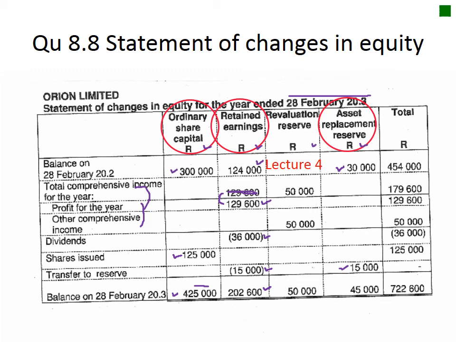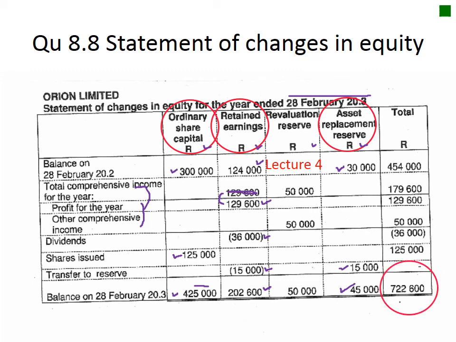In your statement of changes in equity, all of these amounts are credit balances. So if you see an amount in brackets, it means that's a debit. So in the retained earnings column, dividends are debited. The transfer to reserve, we debit retained earnings, and we will credit asset replacement reserve. So when you see an amount without brackets, that's because it is a credit amount. So there would have been a journal entry here, debit retained earnings, credit asset replacement reserve with 15,000, which would increase the asset replacement reserve to be 45,000 Rand at the end of the year. We will look at question 8.8 in more detail in the next lecture, which is lecture 4.